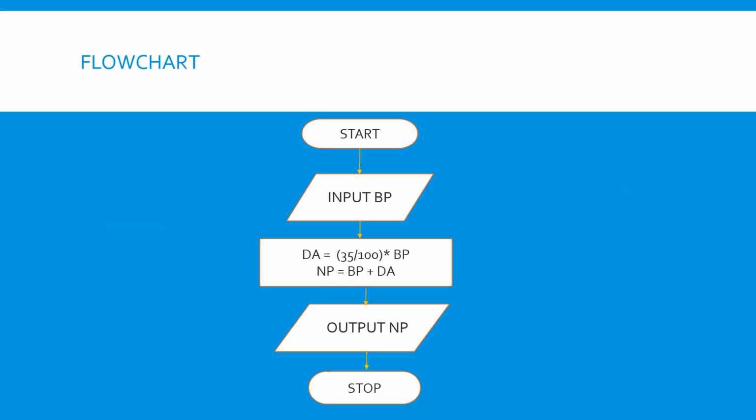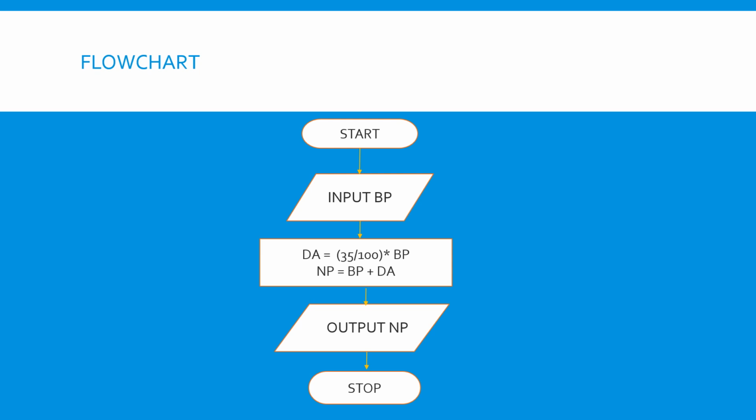Here is a flowchart of the program. It will be always better to start with the flowchart development. Start, input BP, the basic pay, compute DA equal to 35 divided by 100 into BP. So we are computing what is DA based on the input given by the user.